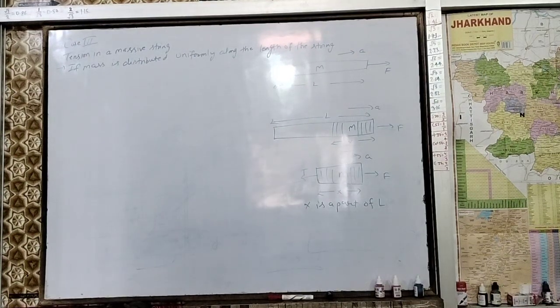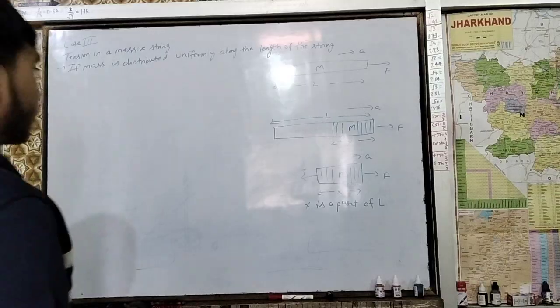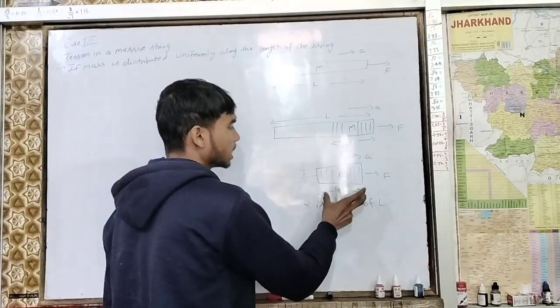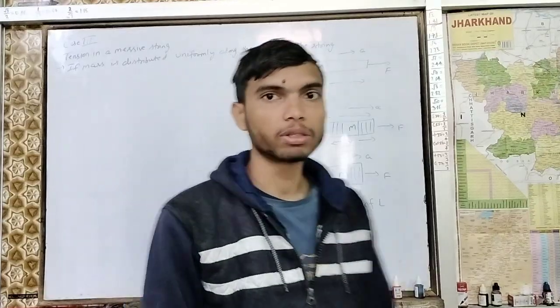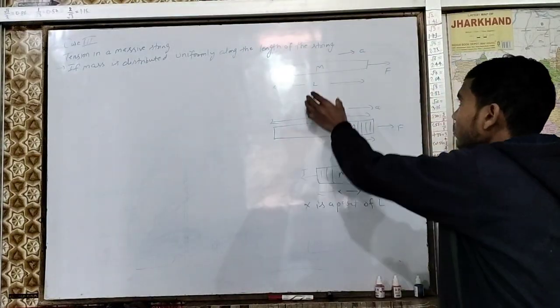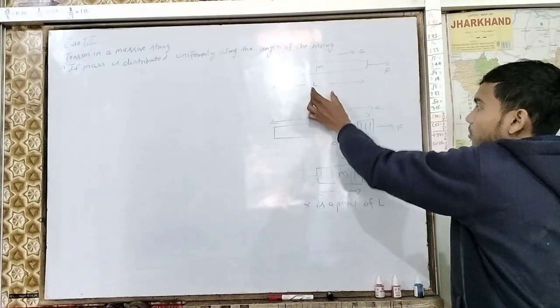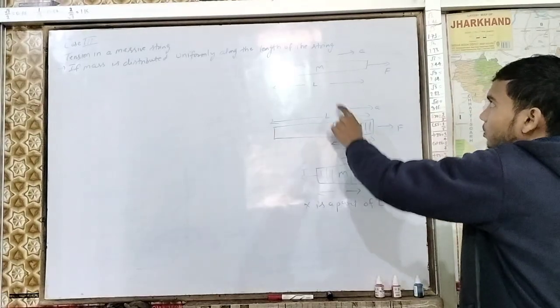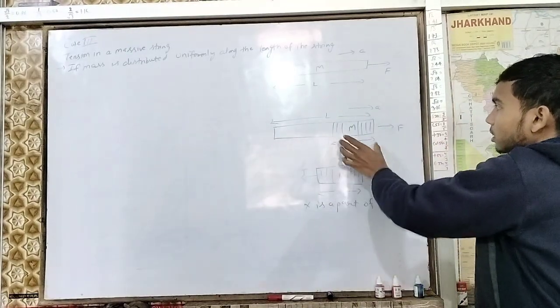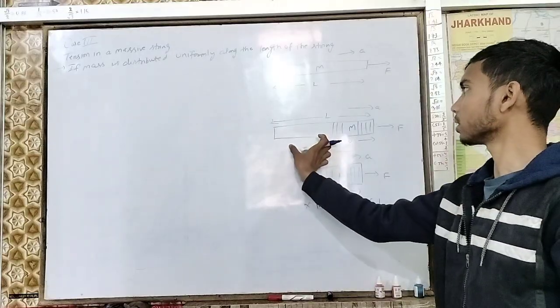Now case number three. This is the figure. Remember, this is a part of this mass. X is a part of L. The length of this mass is this much and X is this much. Then we will subtract this X from L, and we will get this part, the empty part.